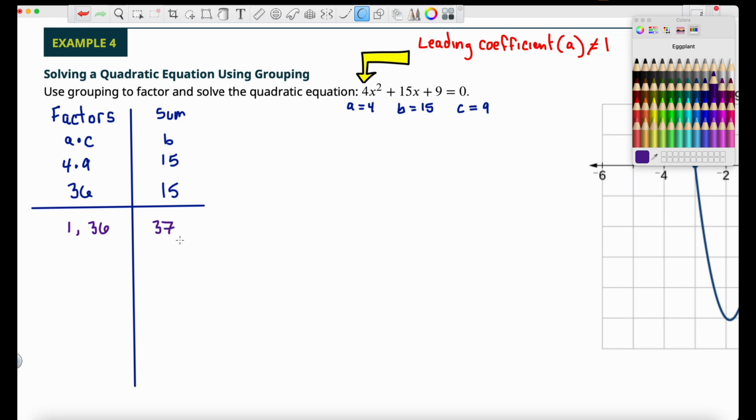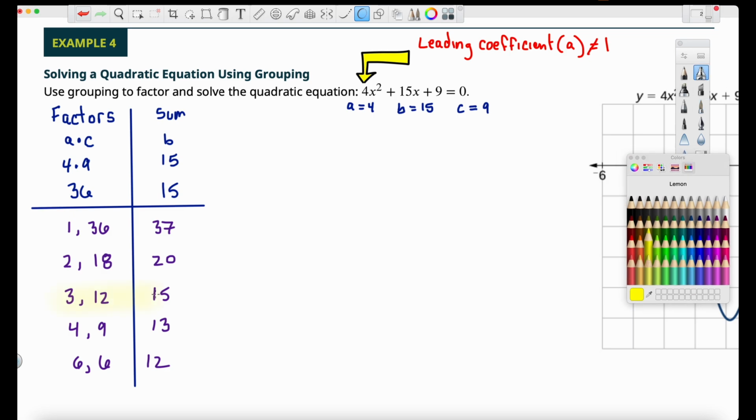1 and 36, that doesn't work. That is 37. 2 and 18, that gives us 20. That didn't work. 3 and 12 is 15. That's it. So just to show you here the other factors, 4 and 9, that doesn't work. And 6 and 6 doesn't work. So 3 and 12 are the factors.